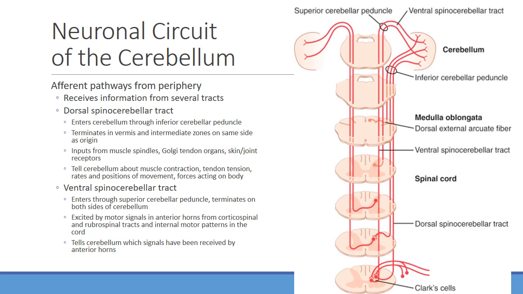So some of the ways we're going to get information coming from the spinal cord as far as sensory information, how that will get back up to the cerebellum. We're going to see there's certain afferent pathways from the periphery, and so this is going to be receiving information from several different tracts within the spinal cord, but the two most important ones are going to be this dorsal spinocerebellar tract and this ventral spinocerebellar tract.